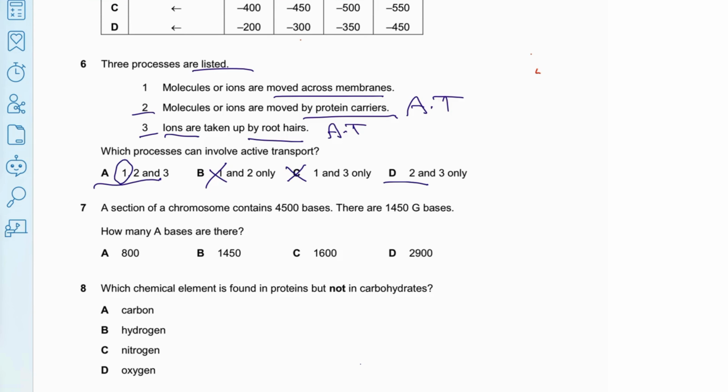So we have to get back to number 1 again. This is how you solve in the exam. You have to be an analytical thinker. Molecules or ions are moved across the membranes. Yes, they move across the membrane. So my answer is A.